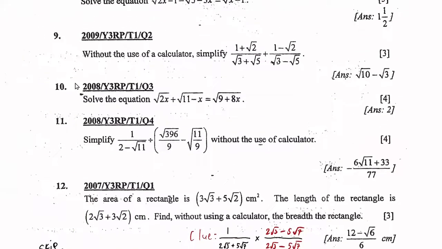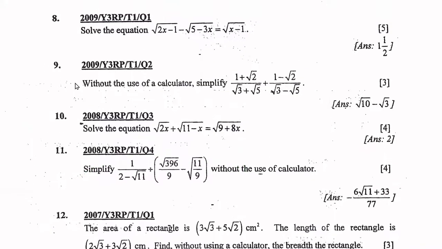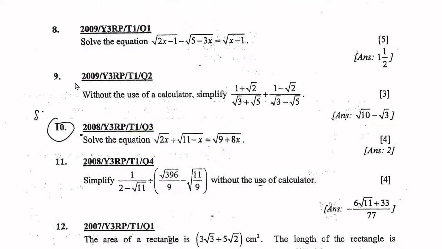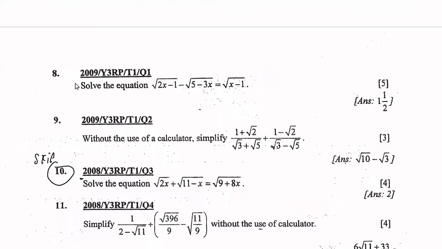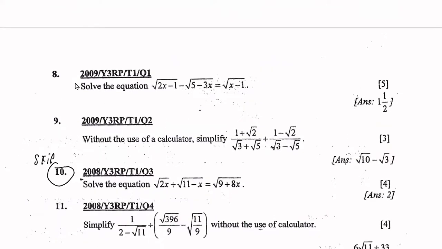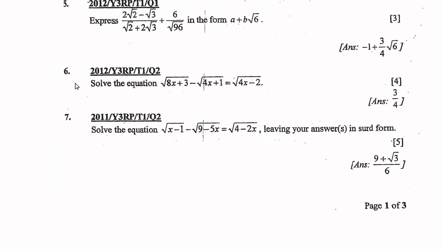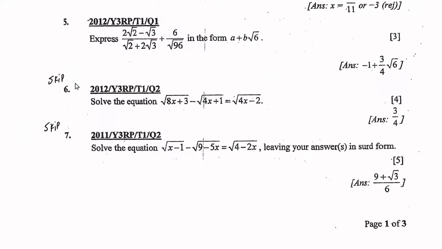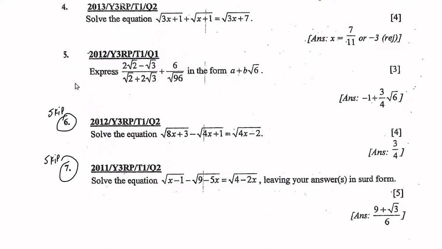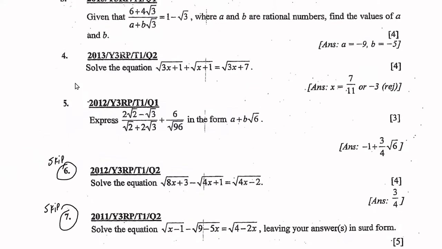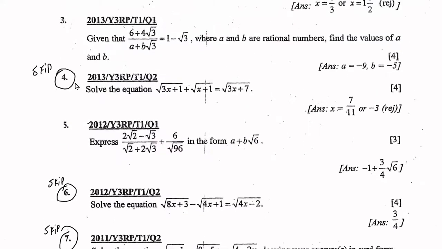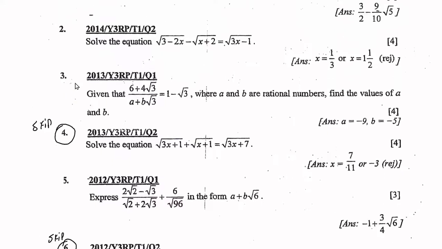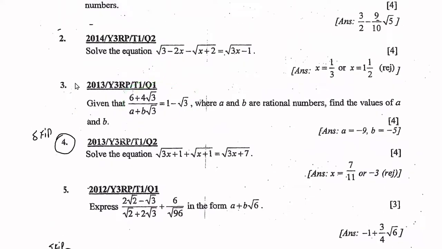This one simplify, I'll leave that to you. Solve the equation, I'll ask you to skip. Those I never ask you to skip means you have to skip. This one also skip. This one also skip. I mean, you can try it if you want to. This one can do. This one skip. This one you can try, a little bit challenging. This one you can skip.